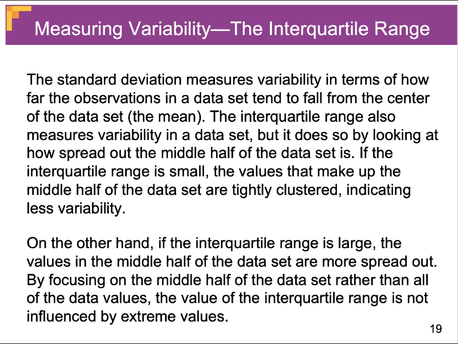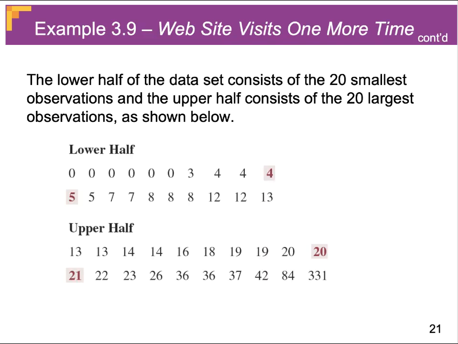If we take a look at example 3.8, where we found the center using the median of the website data distribution, we can calculate our interquartiles by separating the lower half and the upper half. Now here, remember, even though the median was 13, which was a value in the data set, we didn't actually use the 13 in the data set for calculating the quartiles. So we'll take our lower 20 numbers and our upper 20 numbers.